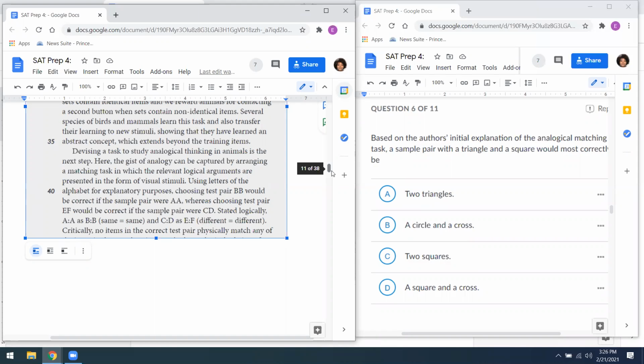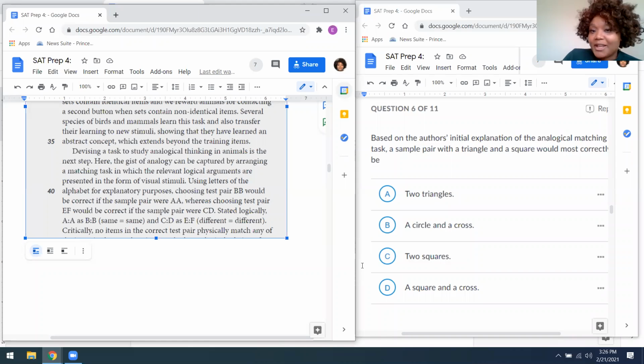So in question 6, they're comparing a triangle and a square, which means it's different. So our answer could only mean that it will be different. So A and C will automatically be eliminated because it's similar to the triangle and square. And D will be eliminated as well because it includes the square. So our only answer that we have left is B, a circle and a cross.